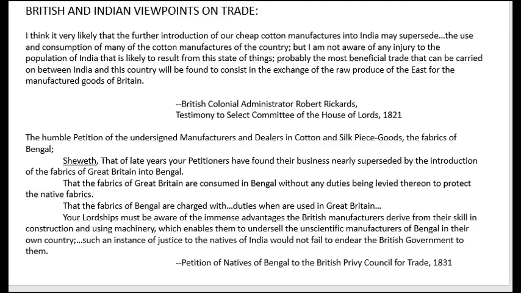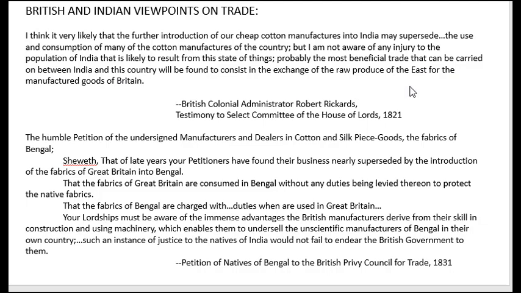Here, of course, are those documents that I was referring to. "I think it is very likely that the further introduction of our cheap cotton manufacture in India may supersede the use and consumption of many of the cotton manufacturers of the country, but I'm not aware of any injury to the population of India that is likely to result from this state of things."